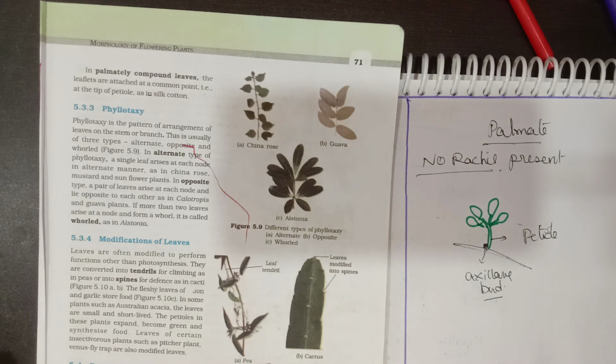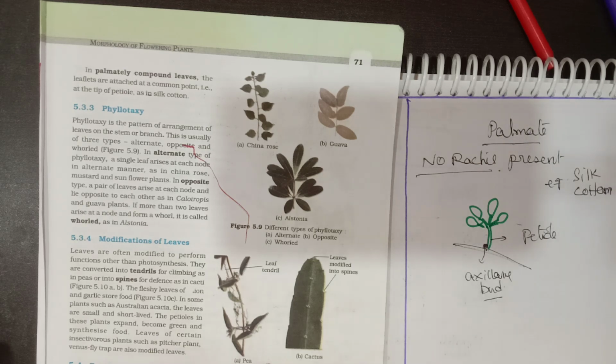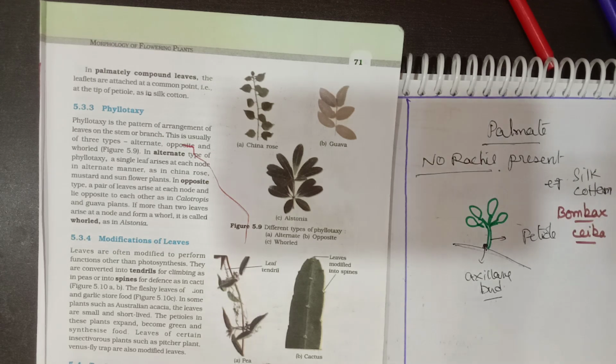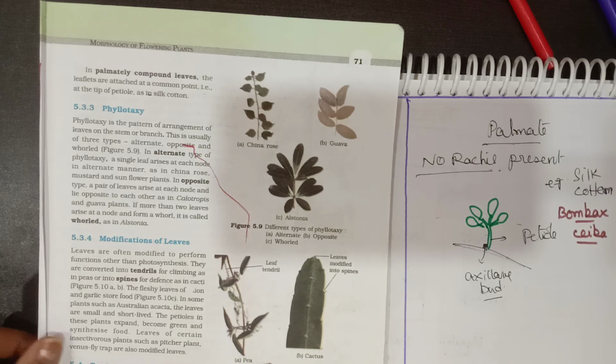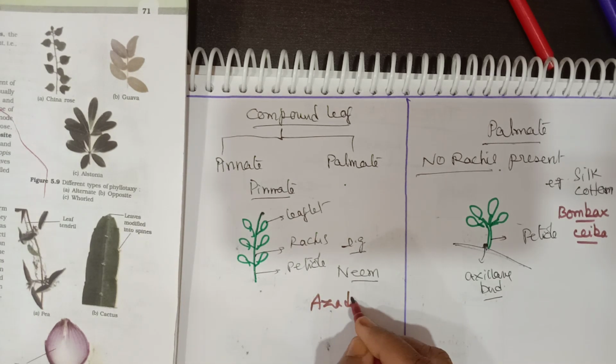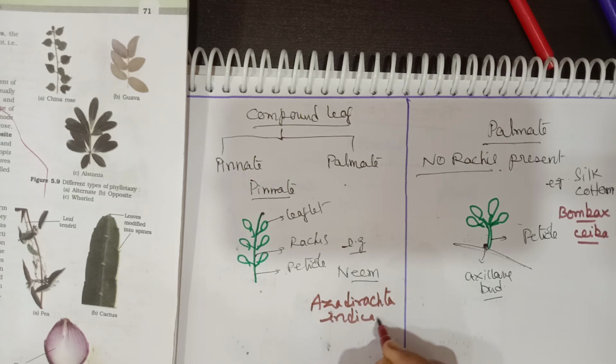Okay, an example here you can take is silk cotton. For the information, the scientific name of silk cotton is Bombax ceiba. That is the scientific name of silk cotton. I hope many of you know neem also, Azadirachta indica. For neem, the scientific name is Azadirachta indica. This is the scientific name of the neem tree.